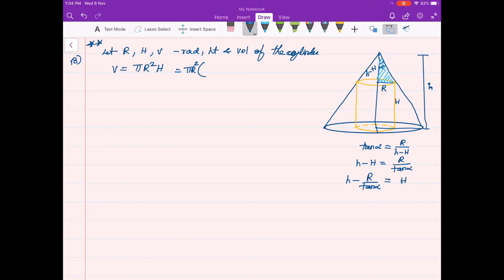Pi R square times H is h minus R divided by tan alpha. Open the brackets. Pi R square h minus pi R cube over tan alpha. I am doing differentiation with respect to capital R. You can do this sum with respect to h also by substituting for R. Here pi and h are constants. Differentiation of R square is 2R. Pi by tan alpha is a constant. Derivative of R cube is 3R square. Equate this to 0.